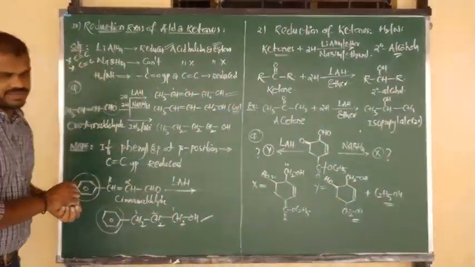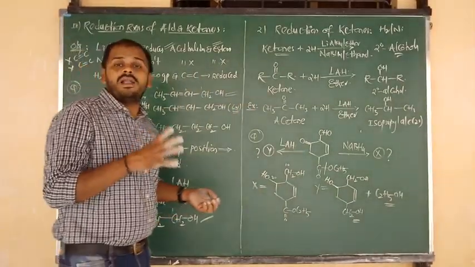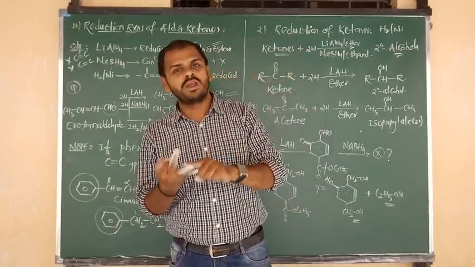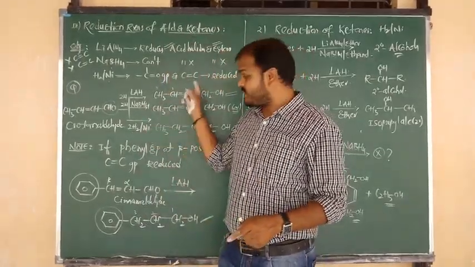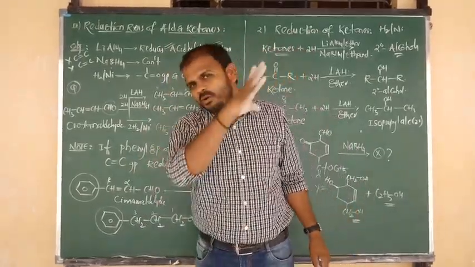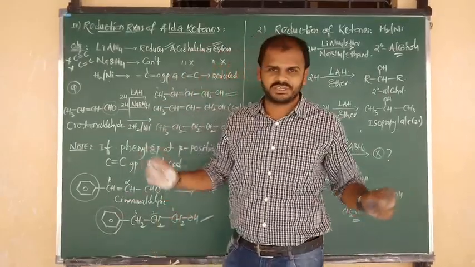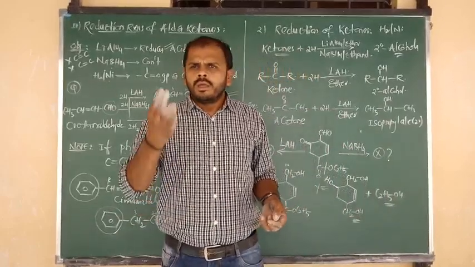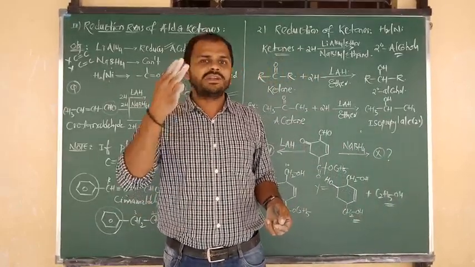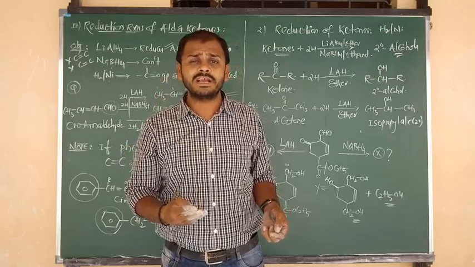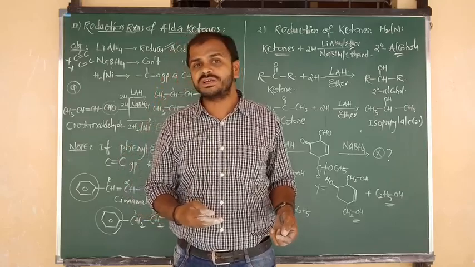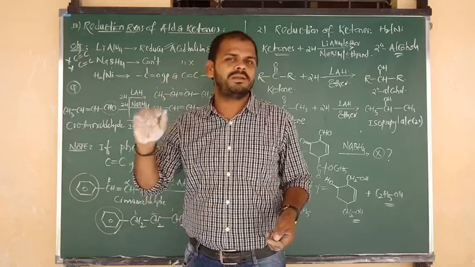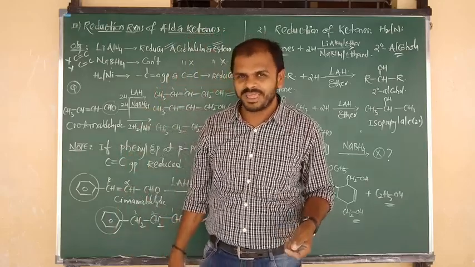This is the story about the reductions of aldehydes and ketones using mainly lithium aluminum hydride, sodium borohydride, and catalytic dehydrogenation. Very, very important reactions for theory and objective. Okay, right. And in tomorrow's class, three very special reduction reactions are there. One is Clemmensen reduction, one more is Wolff-Kishner reduction, and another two for objective point of view, that we are going to finish completely in tomorrow's class. Okay, right.